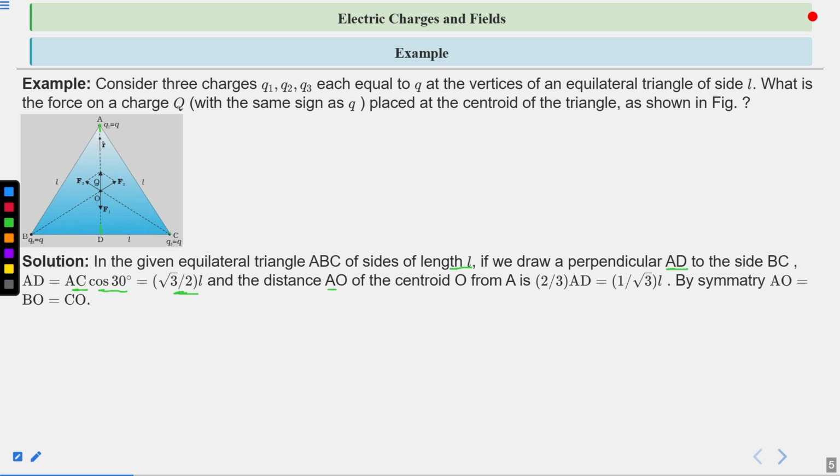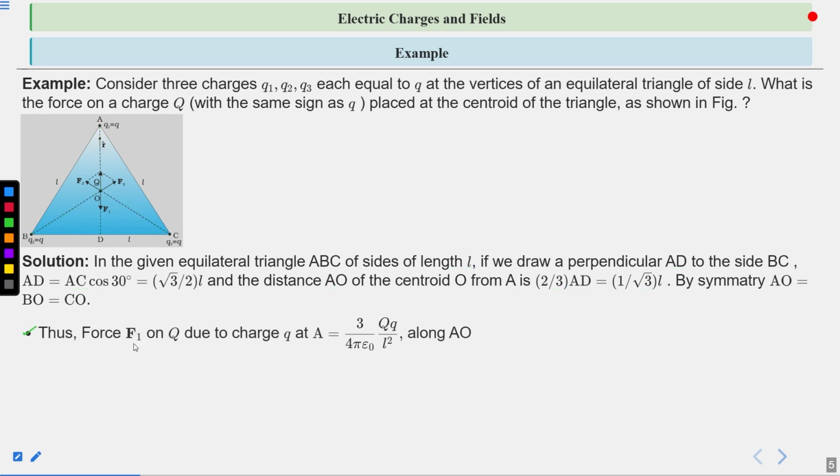And the distance AO of the centroid O from A is 2 by 3 of AD. So it will be 1 divided by root 3 multiplied with L. So this is the given data. Now by the symmetry, AO is equal to BO and BO is equal to CO. It means AO, BO and CO are equal.